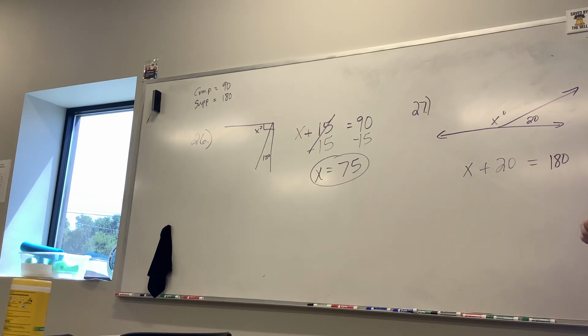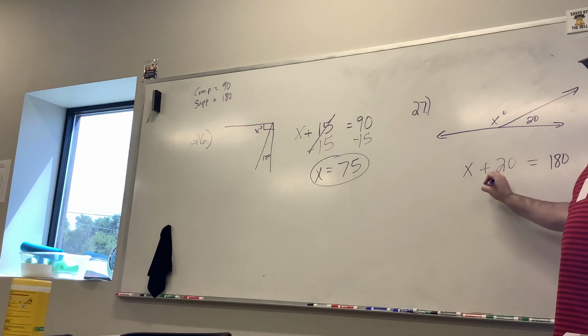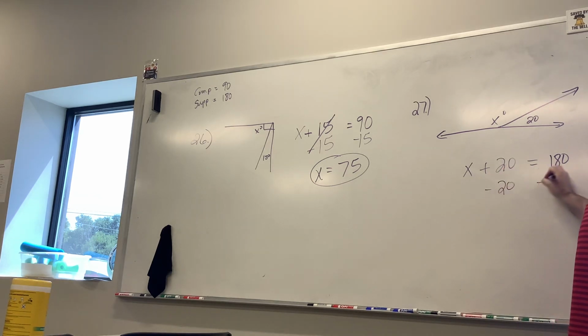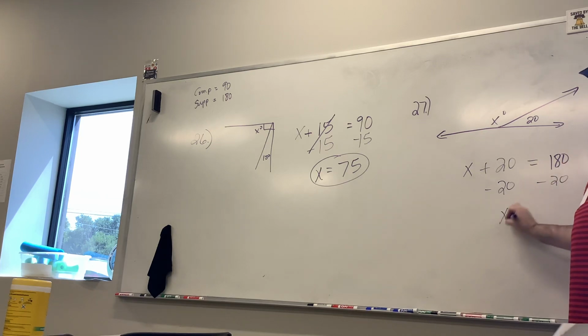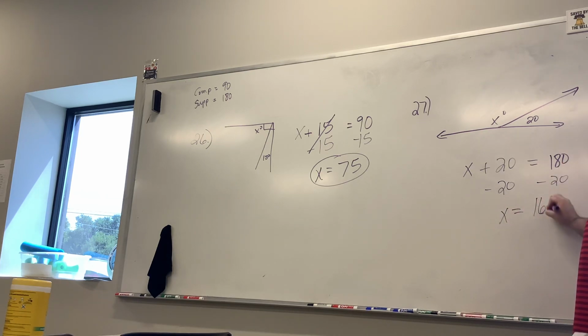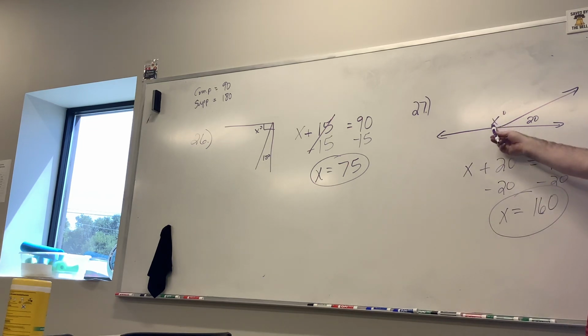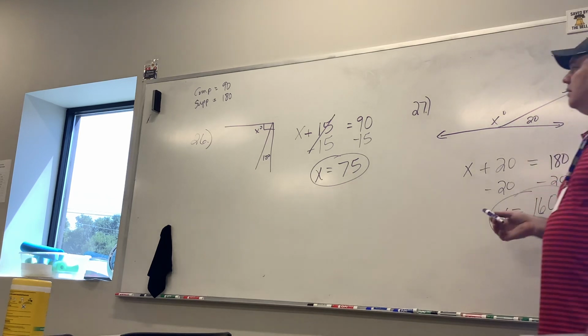Now, how do I move that 20? Subtract it. Same thing. And X gives me 160. There's my value. And you can always recheck that by putting it back in. That's a 160 degree angle, that's a 20 degree angle. Therefore, I have 180 degrees when I put them together. Okay?